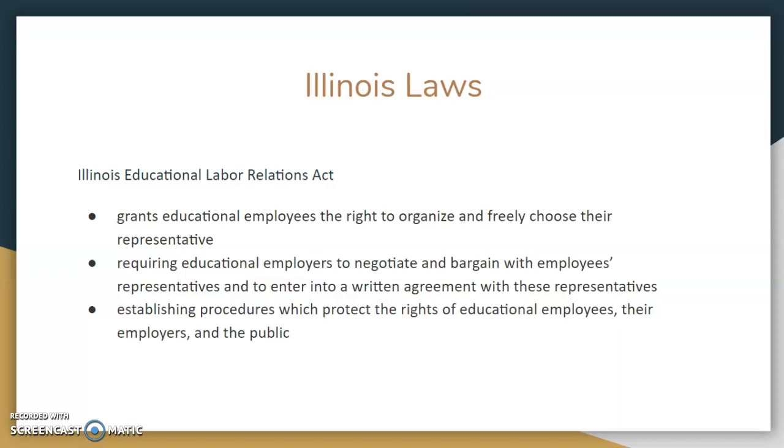They cannot just make an agreement and then go back on it if they'd like to. They have to commit to the written agreement. And then establishing procedures which protect the rights of educational employees, their employers, and the public. So it actually creates a whole very, very long set of steps to every process of how you negotiate. They wanted to make sure that it's very clear cut and there's no questions about it. There's no way to loophole around things.